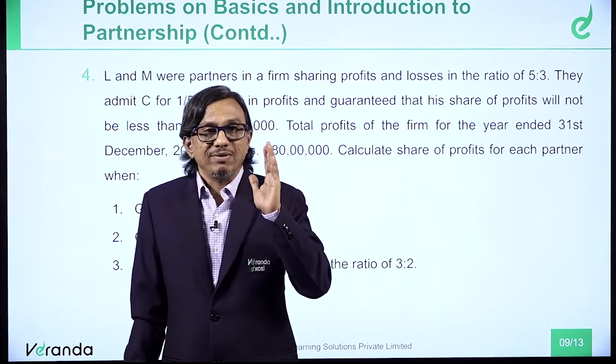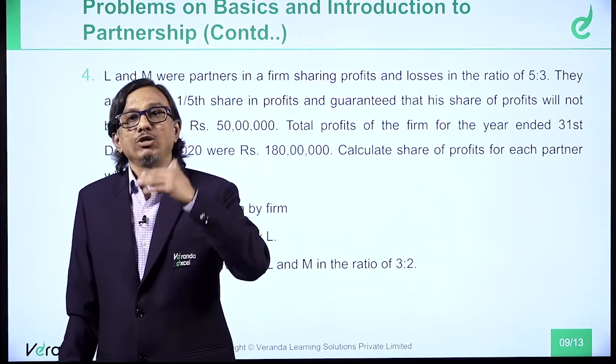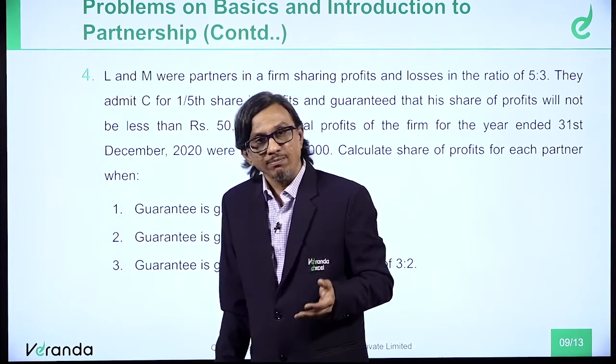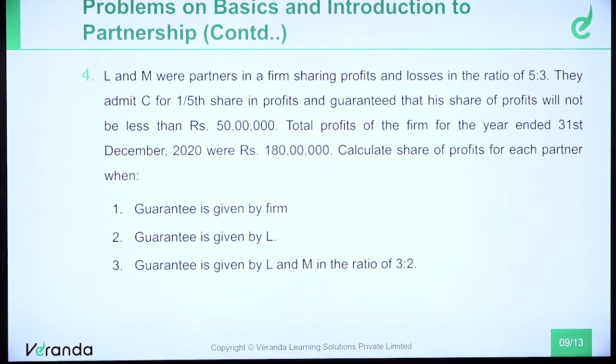So, when a partner is given a guaranteed minimum profit, how to solve the problem? How to determine the share of profit? That is what we are going to see in this problem. Let us go to the Excel sheet to see how to solve problems like this.